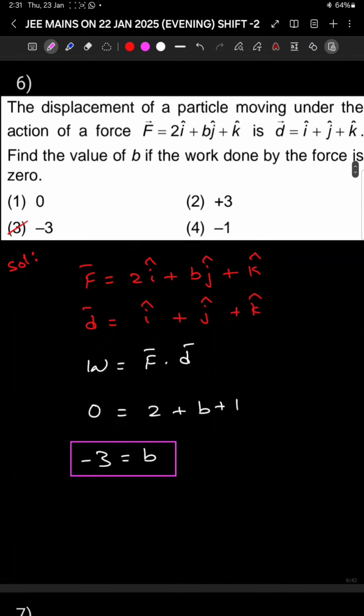Next question. Here force given, displacement given, and work done by this force is 0 given. They are asked to find value of B. Work done formula F dot S. So work done is 0. Apply here and you can find B value.